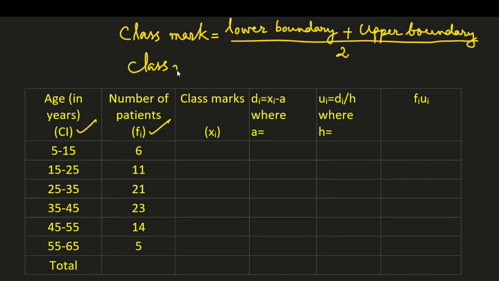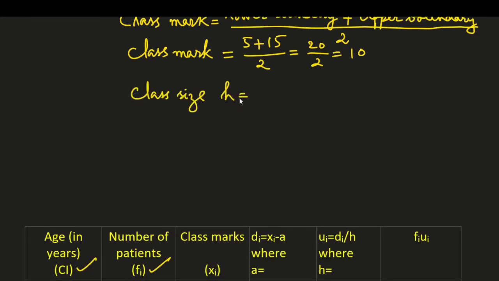So here, class mark for the first class interval 5 to 15: lower boundary is 5, upper boundary is 15. So 5 plus 15 by 2, this is 20 by 2, this is 10. We can find the class mark in another way also. First find class size h. Here it is 15 minus 5, 10. Then find half of the class size. Half of class size here is 10 by 2, which is 5.